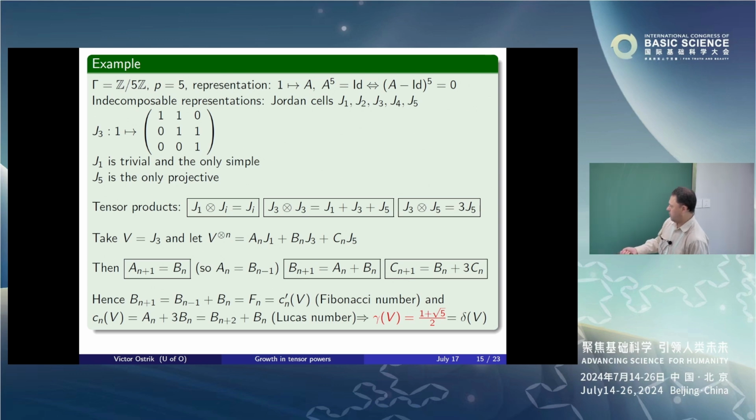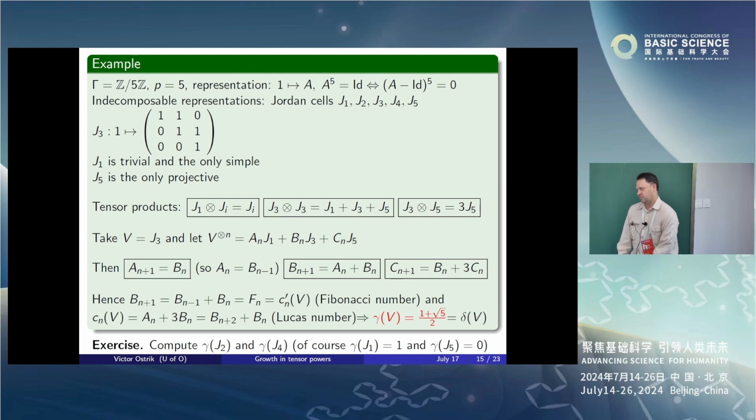So in a moment, I'm going to define another invariant, which is called delta of V, and for this example, it's exactly the same thing. In general, it's not, but I just want you to keep this example in mind for my next definition. Okay, and maybe one more exercise. Try to compute what happens for J2 and J4. So that's it. Any questions?